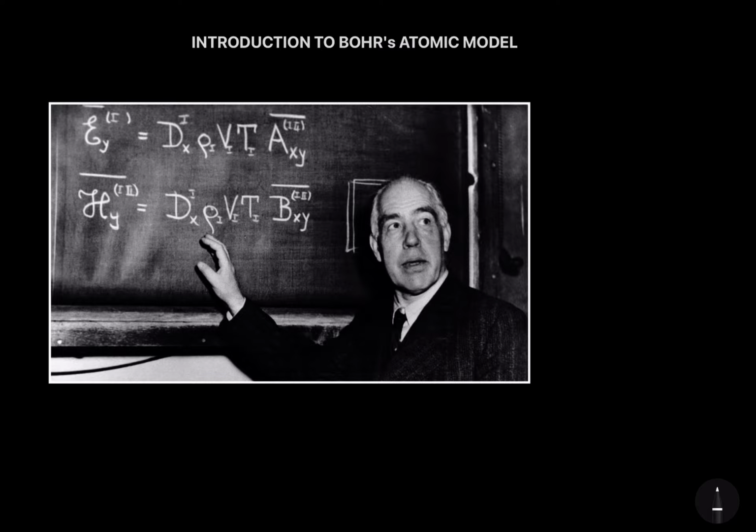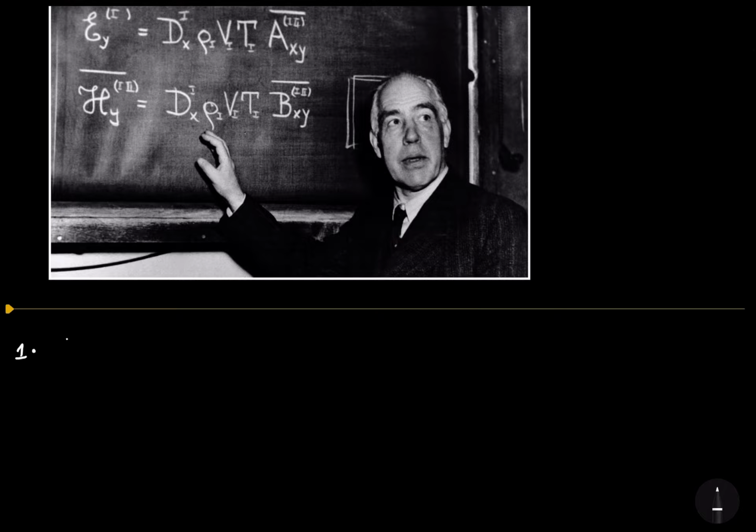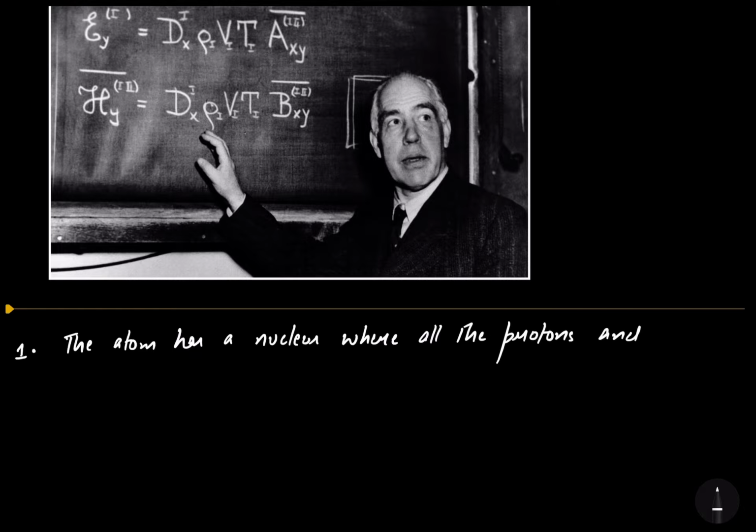So first of all, the very first postulate. Bohr said that the atom has a nucleus where all the protons and neutrons are present. The very first point I'm writing: the atom has a nucleus where all the protons and neutrons are present. Now it was the easy one. The nucleus was discovered by Rutherford. That point was taken forward by Bohr, that the atom has a nucleus where all the protons and neutrons are present.